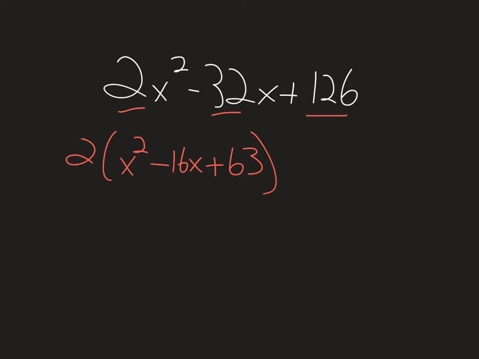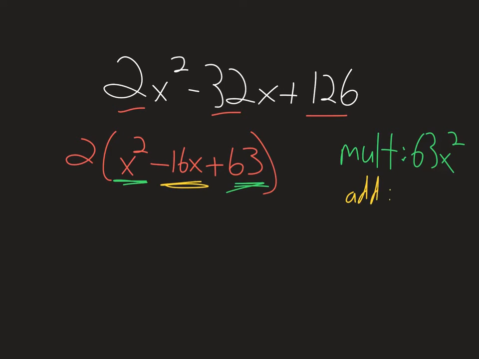Now, I have to ask myself the question. This is the very important question. If you can't do this, then you're done. So you got to do this. Multiply. You want to multiply the x squared and the 63, so 63x squared. And you want to just write down the middle term. So you want to add to negative 16.